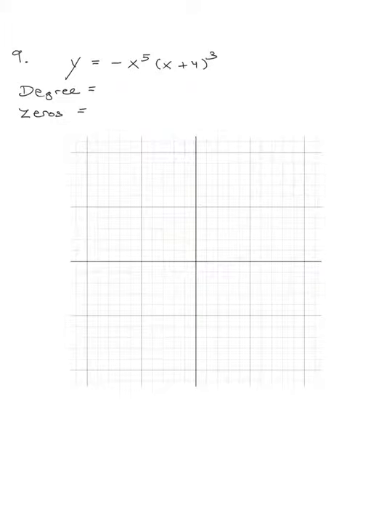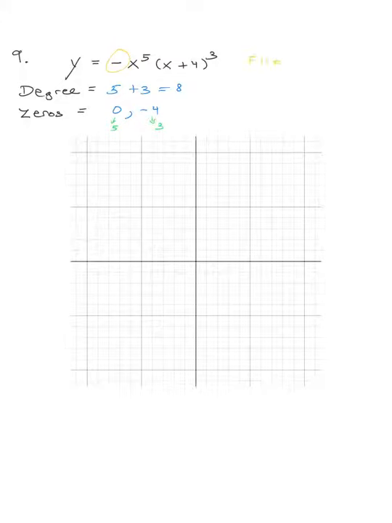The degree of this polynomial is 5 plus 3, or 8, so it's going up on both sides, and the zeros are 0 and negative 4, both of which are odd, right? This one has an exponent of 5, this factor had an exponent of 3, so those both are going to look fairly similar. But the big difference in this problem is I have this negative value. If you multiply a y value by a negative, it's just going to flip the graph.